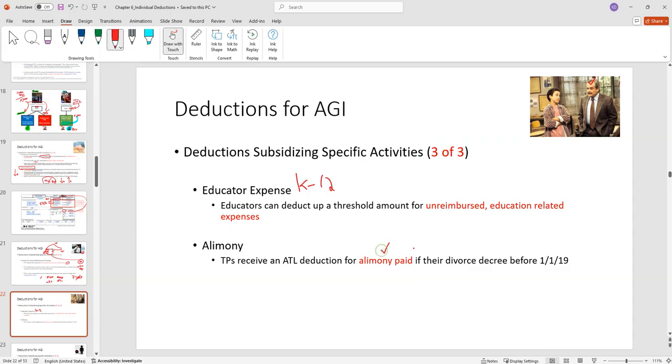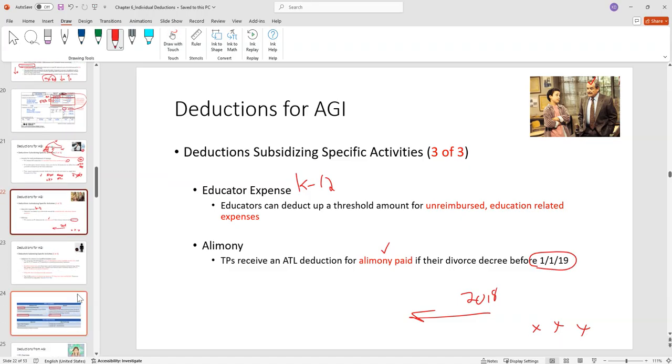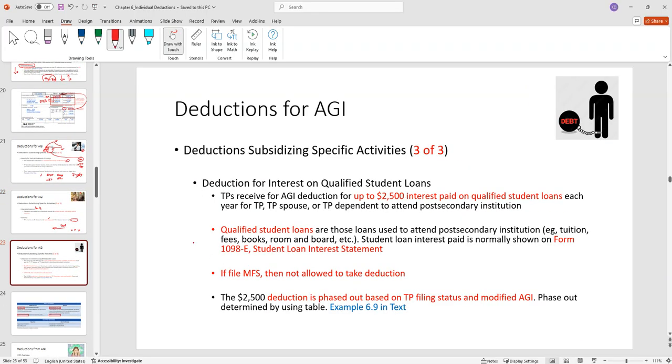Old school alimony, right? You look at that divorce decree. Hey, I was divorced 2018 and beforehand, and I'm still paying alimony to my ex. Now I can get an above the line deduction for that. Different story if it's kind of current alimony. Final thing is student loan interest up to $2,500. So that's kind of fixed. That doesn't change year over year, but that's at the end of the rainbow, right?